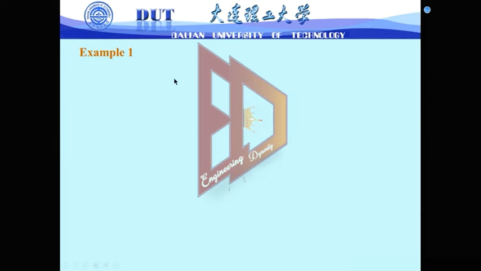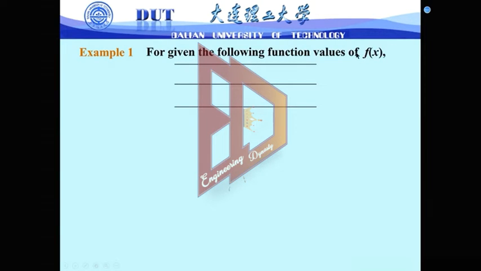Consider an example. We are given the following function values of f(x), an unknown or complicated function. We don't know the formula of f(x). We only know several discrete points. For x_i equal to 1, 2, 3, the three function values are -1, -1, and 1. Is that okay?